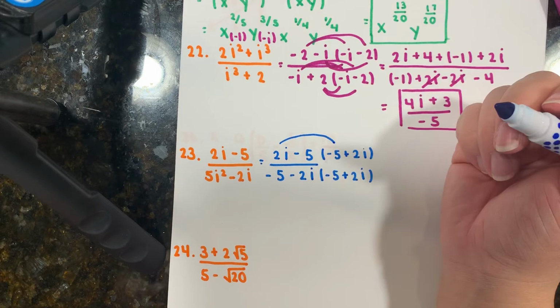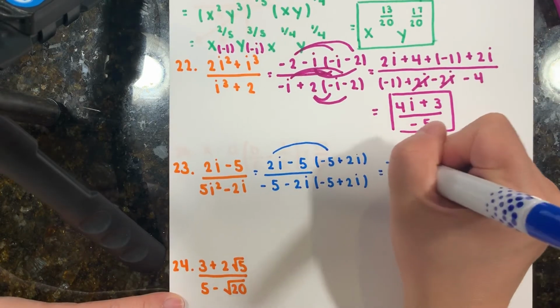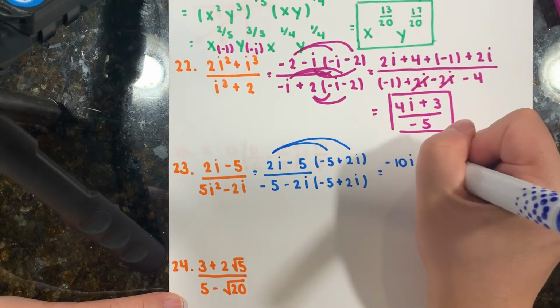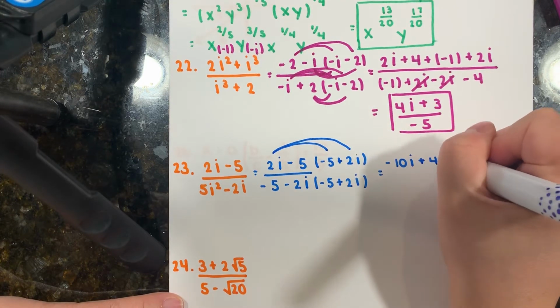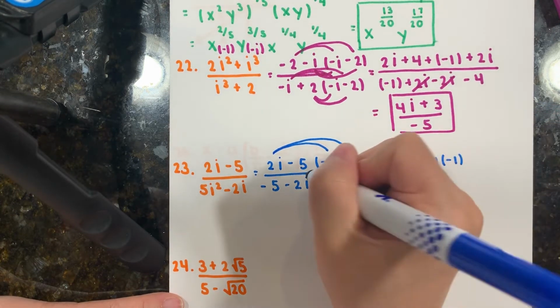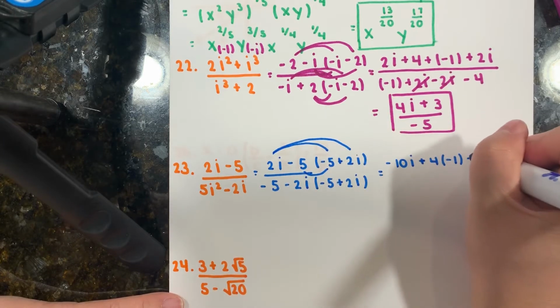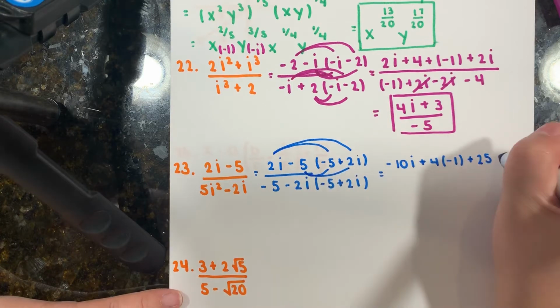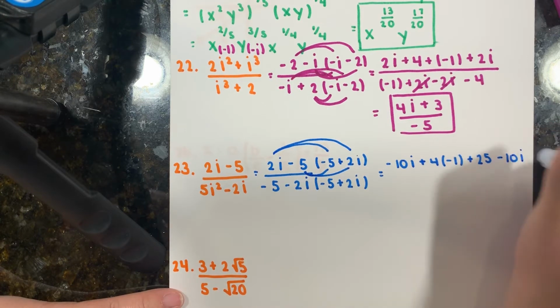So 2i times -5 would be -10i. 2i times 2i would be 4i squared. I squared is equal to -1. -5 times -5 is 25. And then -5 times 2i would be -10i.